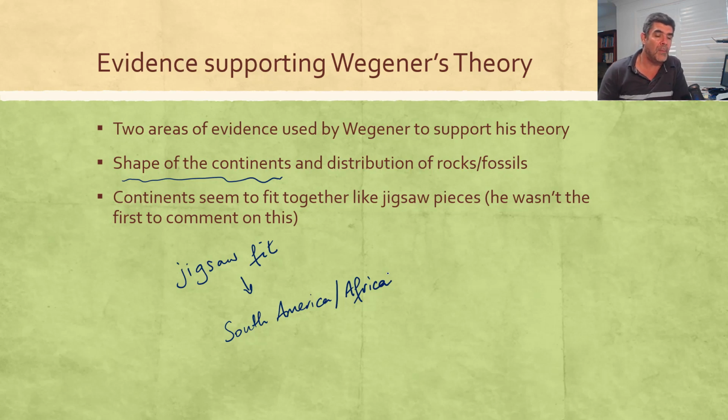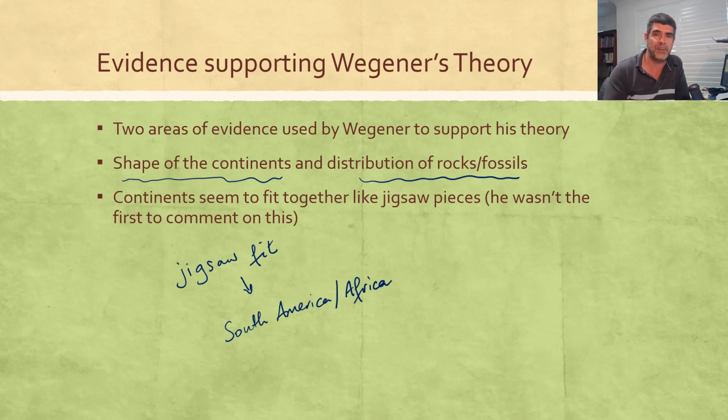The other was the distribution of rocks and fossils. Now he started to look at rocks and fossils in a little bit more detail, particularly some different types of fossils, to see A, what sort of environment they would be most likely to live in, and B, how he could explain the fact that some of these organisms seem to occur in rocks that were a long way apart from one another, with no obvious way for the organisms involved to be able to move from one place to another. So I guess the first thing we want to do is have a little bit more of a look at this idea of the jigsaw fit.